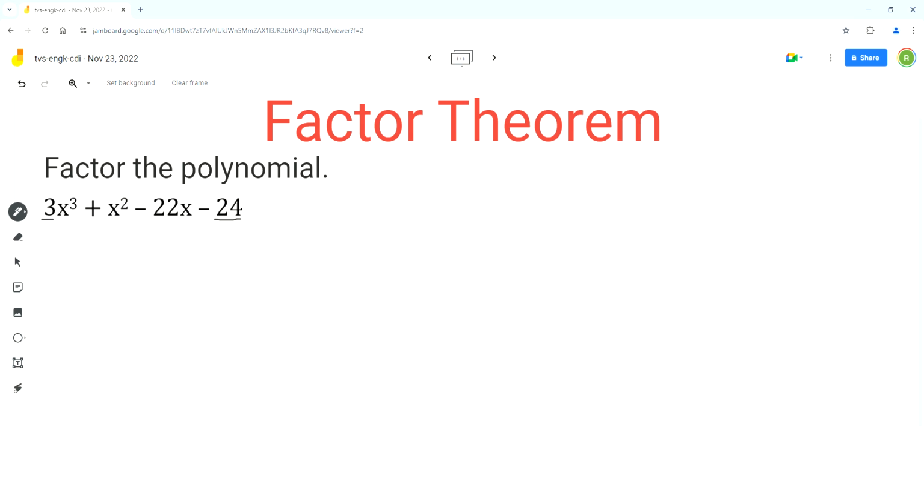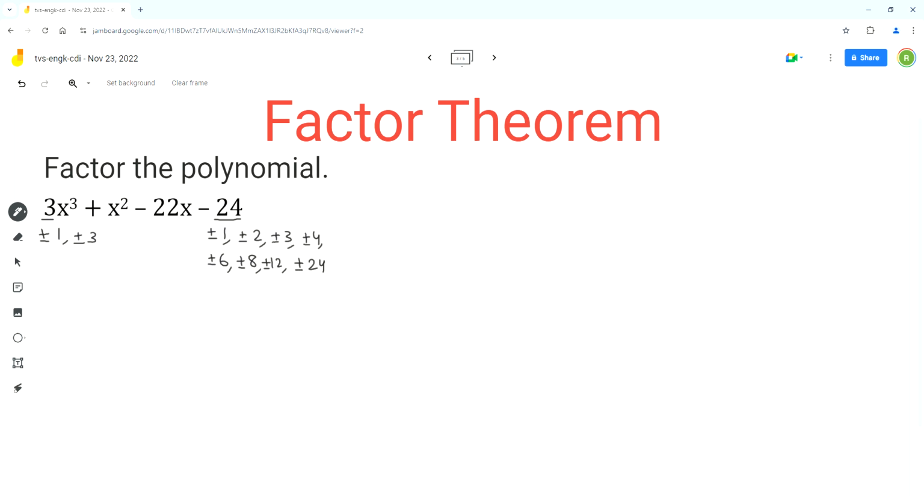The factors of 3 are plus minus 1, plus minus 3. The factors of negative 24 are plus minus 1, plus minus 2, plus minus 3, plus minus 4, plus minus 6, plus minus 8, plus minus 12, and plus minus 24.